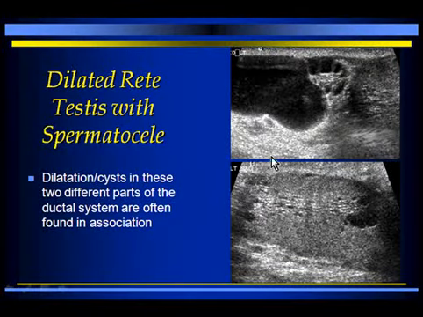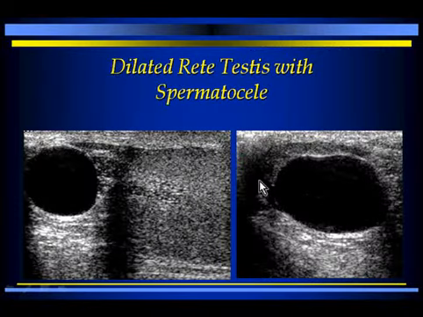Here's an example of what I was talking about. Here is a large cyst associated with the epididymis, and here is a dilated rete testis. Cysts associated with the epididymis, and perhaps some cysts actually intratesticular as well. So these are all sort of associated with each other and common to find them together.